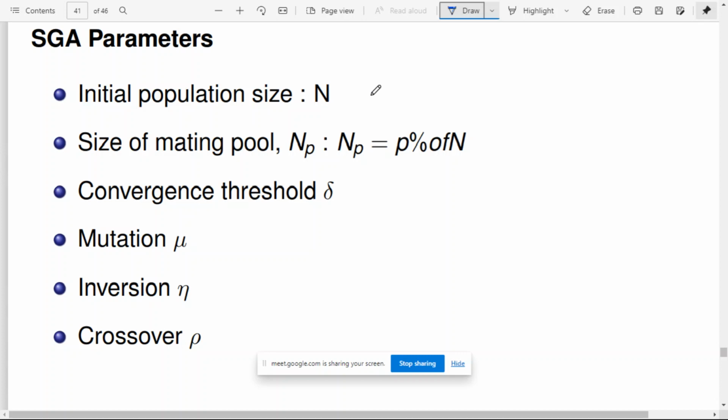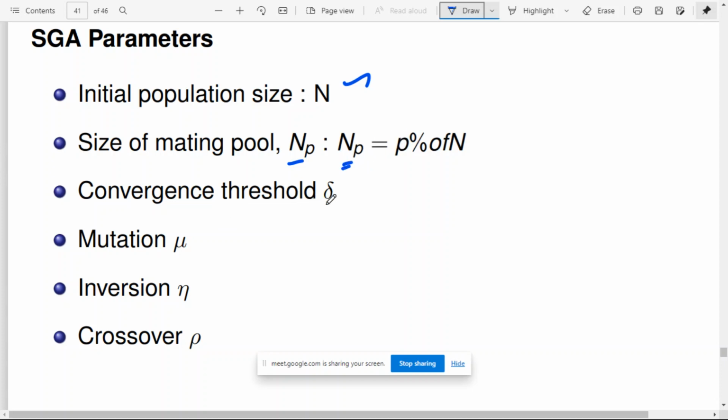Here the initial population is represented as N. The size of the mating pool is represented as NP, because if there are NP individuals, then the total number of parents will be NP, right? NP is calculated like this: NP is equal to P modulo N. This P is some value which will be given, and based on this NP is calculated.